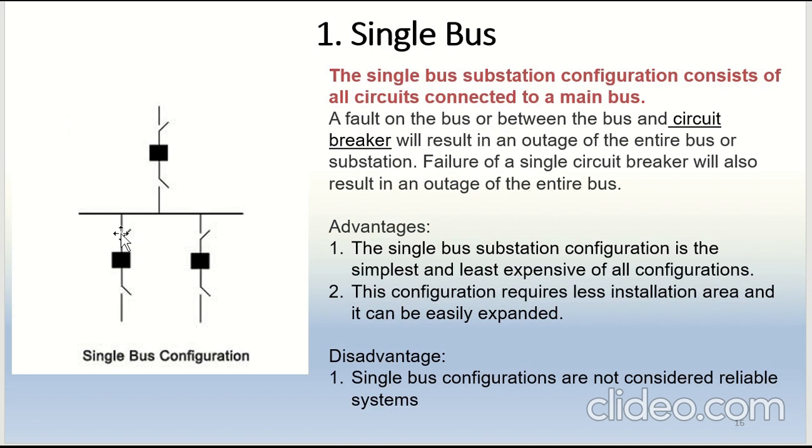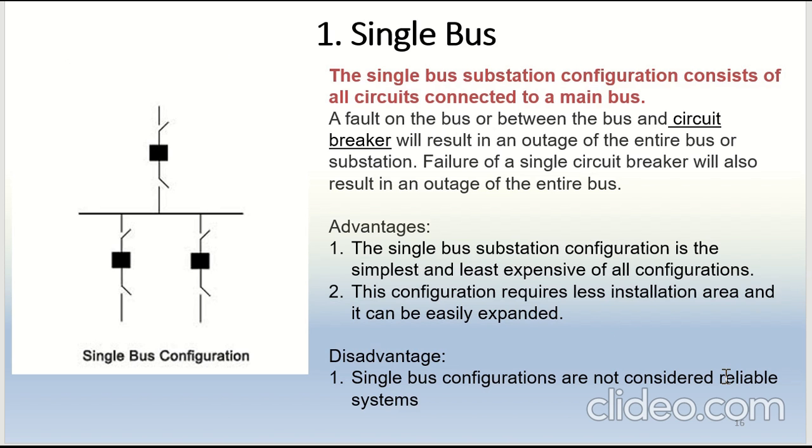As the name suggests, there is only one single bus bar in this arrangement. It consists of all circuits connected to a main bus. A fault on the bus or between the bus and the circuit breaker will result in an outage of the entire bus or substation. Failure of a single circuit breaker will also result in an outage of the entire bus.